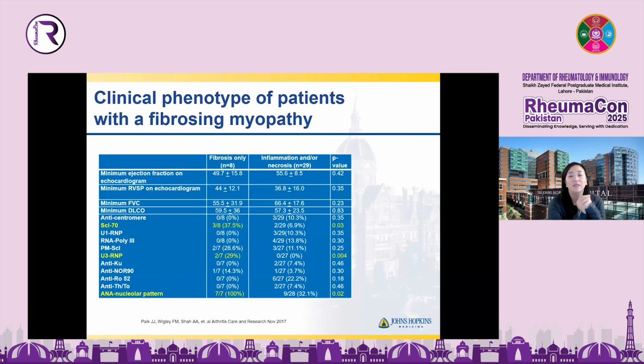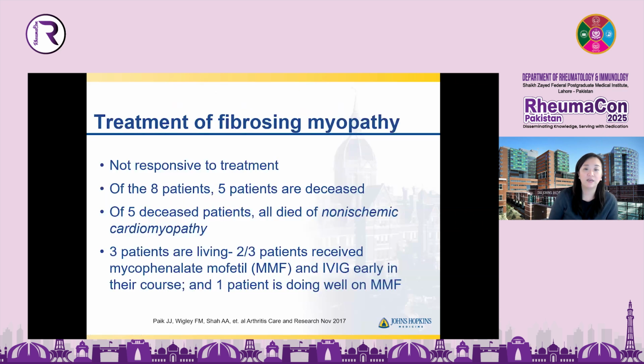What about autoantibodies? Because we do extensive autoantibody testing in all of our patients. You can see there was not one specific autoantibody that was predominant. But these patients tended to have SCL70 positivity, U3RNP positivity, and commonly an ANA nucleolar pattern, which was all statistically significant. So how do we treat these patients with a fibrosing myopathy?